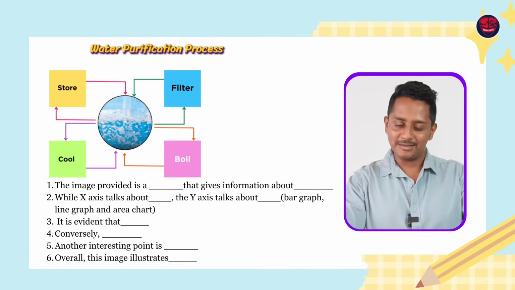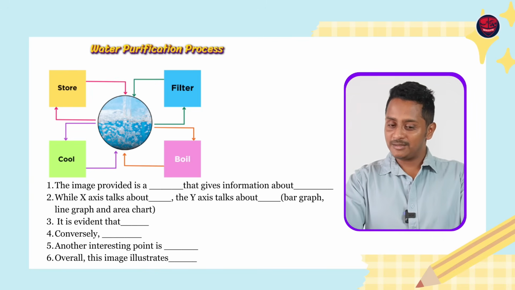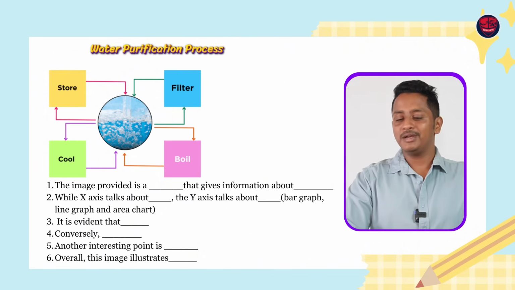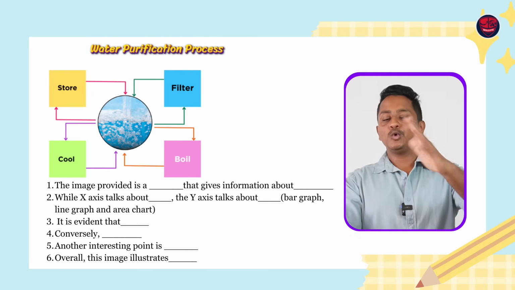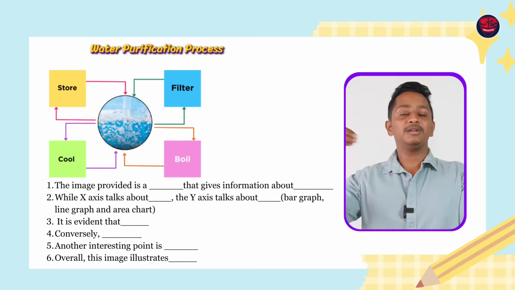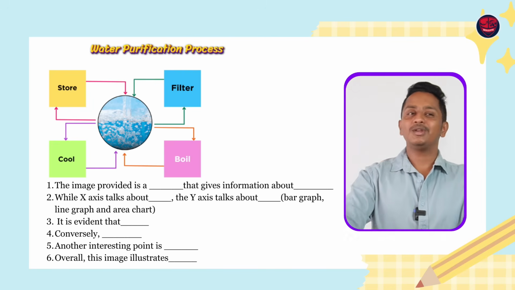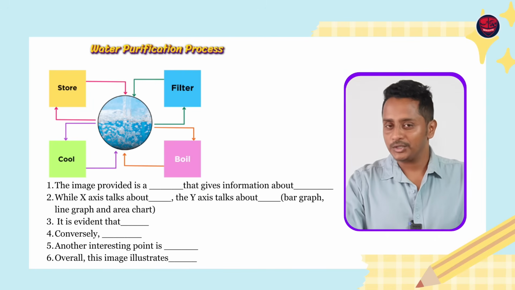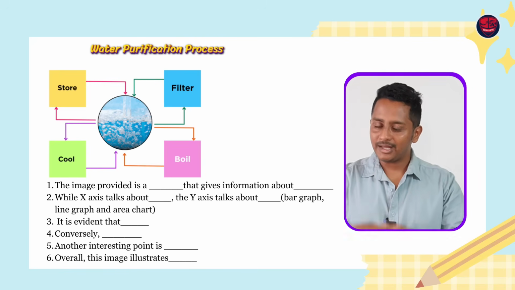The image provided is a process that gives information about water purification process. The first step in the water purification process seems like filtering. After filtering, the second step, you will boil it so that you will kill all the germs. From boiling, you will go to cooling it down. The last step is storing, where humans or animals can drink the water for later use. The point I am telling you is I have clarity on what I am speaking.